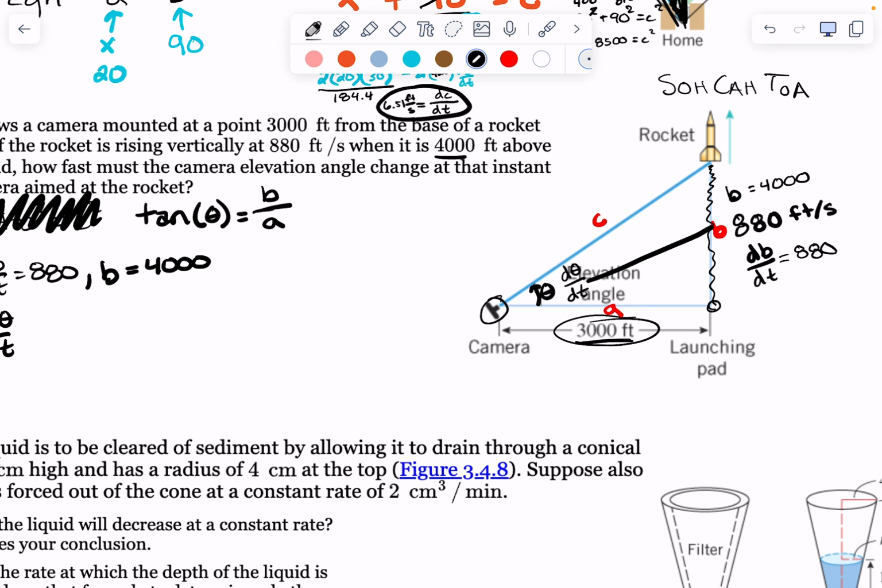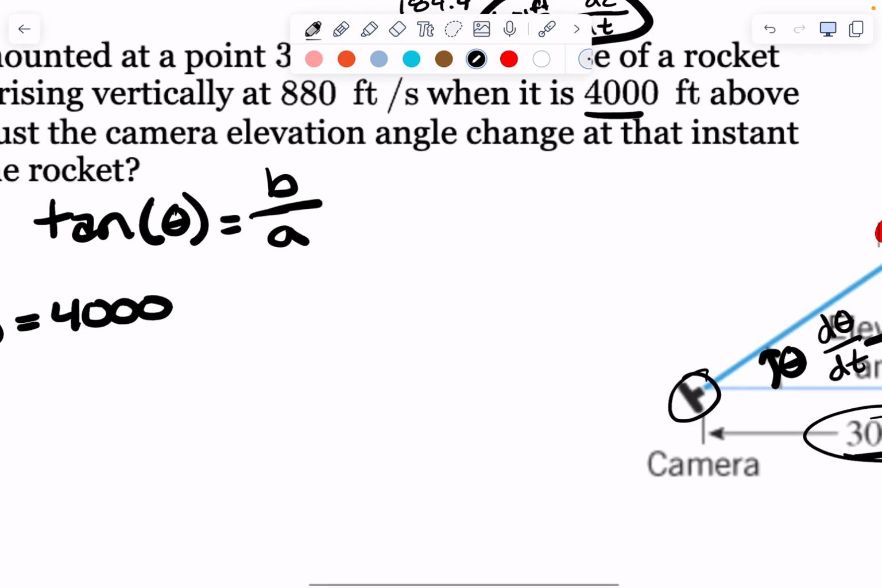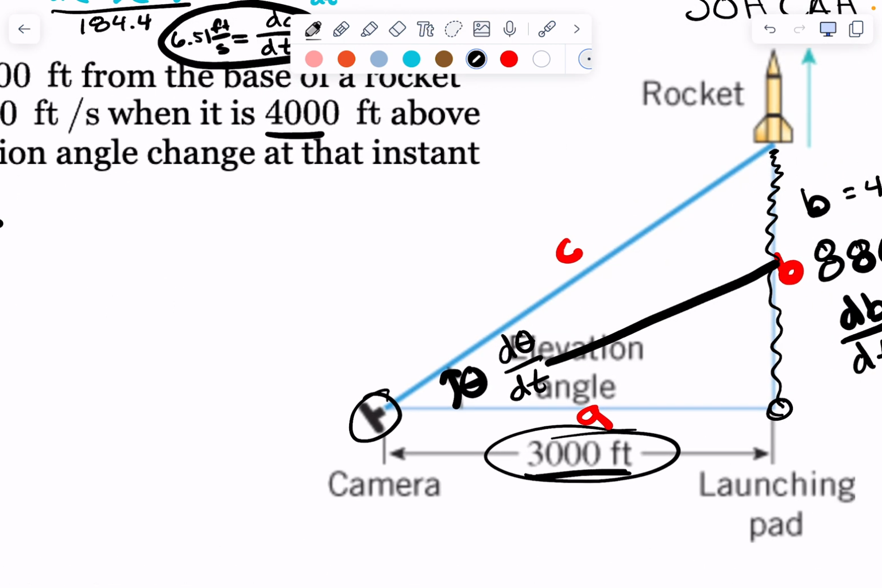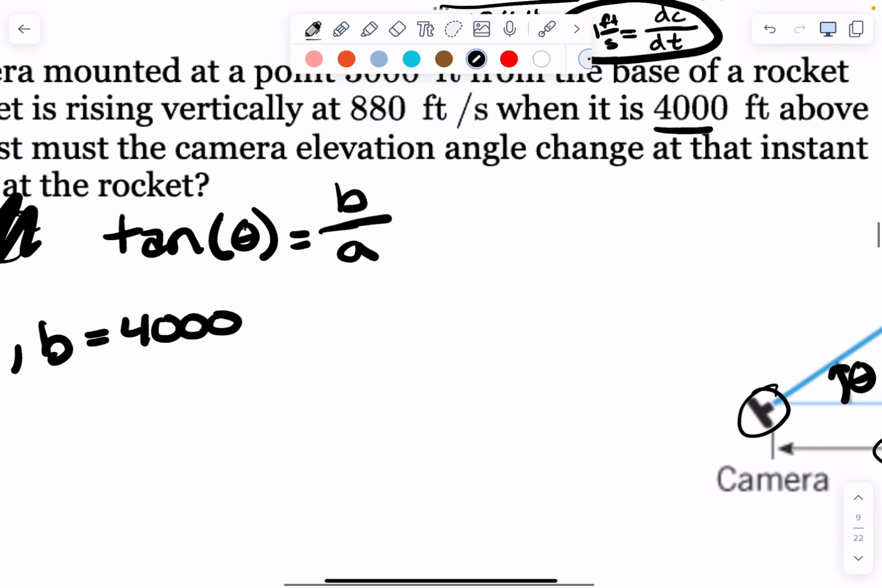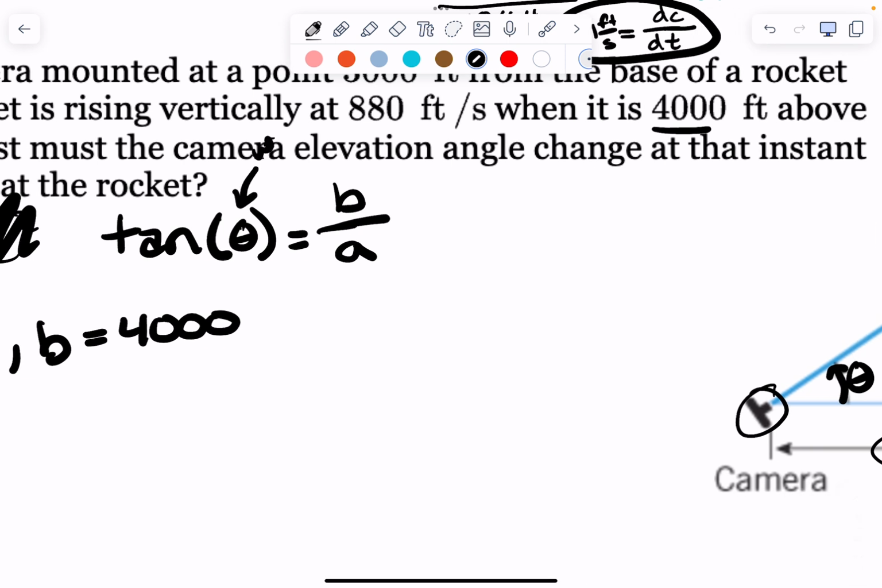Here's the deal. There's some things that I need to plug into this equation, but there's some things that I have to wait to plug in until after I take the derivative, right? So theta, is theta going to change as this rocket rises? Yes, it's going to get bigger, right? So I have to wait on him. Anything that's going to change, I have to wait until after I take the derivative to plug stuff in.